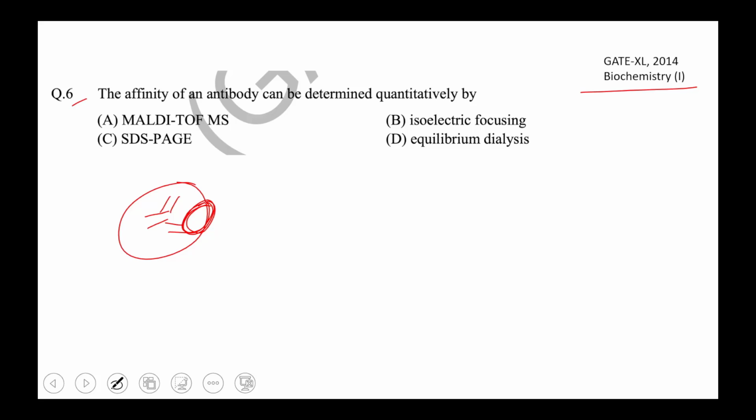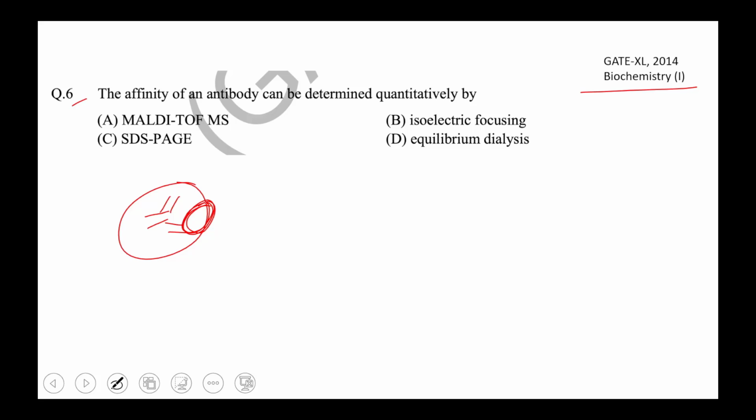Other than this, if I look at these options, the first option is MALDI-TOF MS. MS is a mass spectrometry technique, which is used mainly for protein quantification, protein structure prediction, and protein sequence prediction. You isolate proteins and subject them to mass spectrometry. There you can recognize the sequence of the protein, as well as the interacting partners of the proteins, and those are the things that can be done using mass spectrometry.